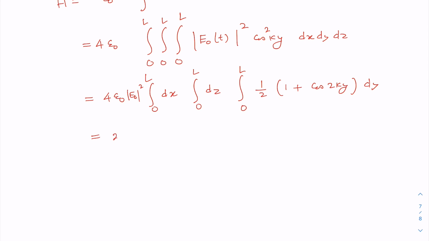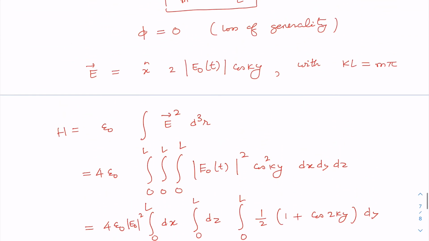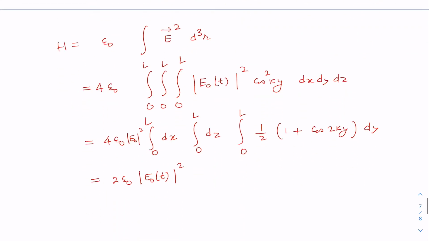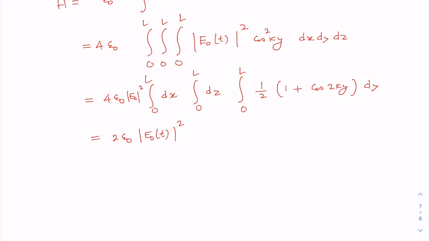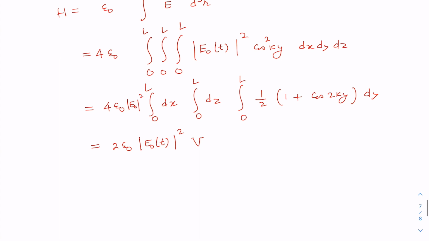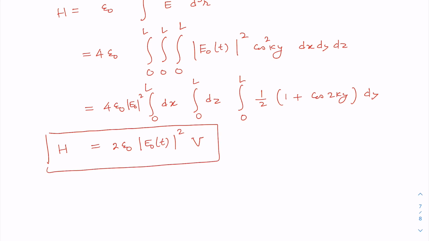So I will have it as twice epsilon 0 |E0t| squared, and this integral, you will immediately see that because of the fact that kL is equal to m pi, if you put it in the limits, it's very straightforward to get. Then you will get the volume element. Integration dx dy dz is the total volume of the box. So this is the total energy of the traveling wave mode. I can express it like this.